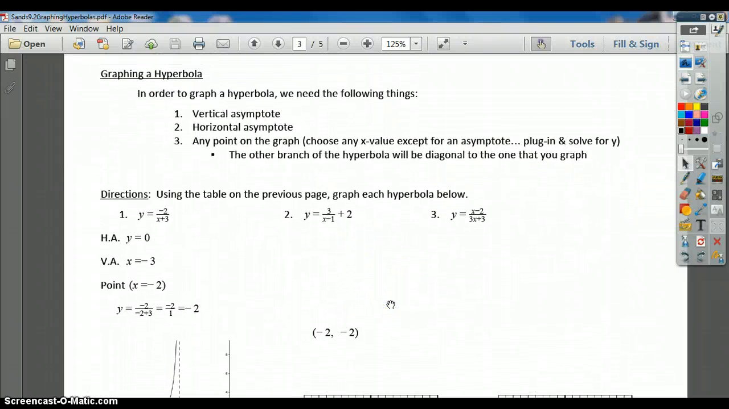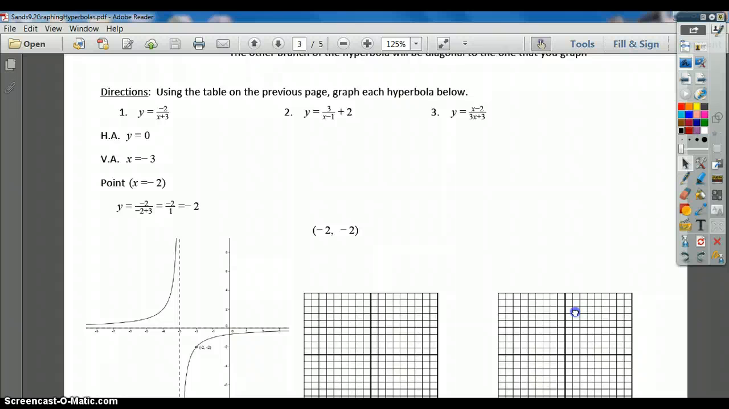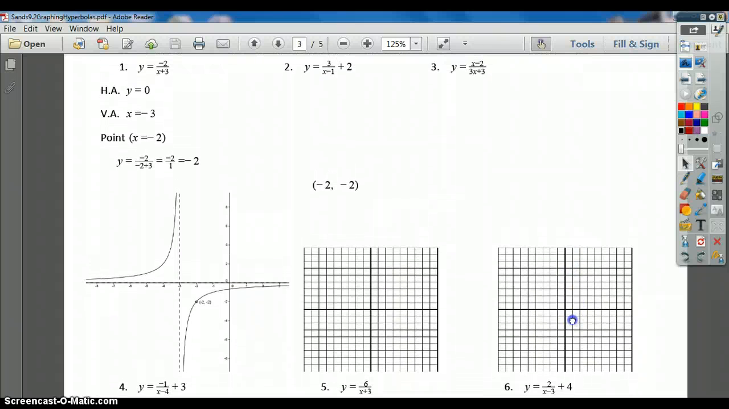So you can see we're going to get into graphing these hyperbolas. Okay? And if you're graphing the hyperbolas, the vertical asymptote and horizontal asymptote definitely make your life easier. So what we're going to do here is I'm going to go down here to 2. We're going to use some of these points here to help.